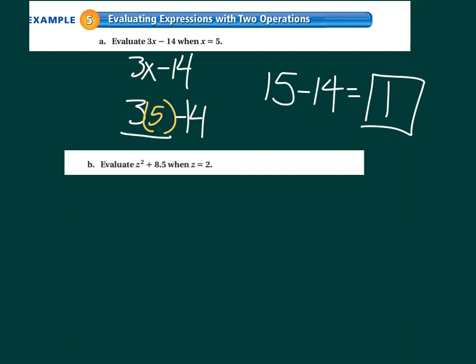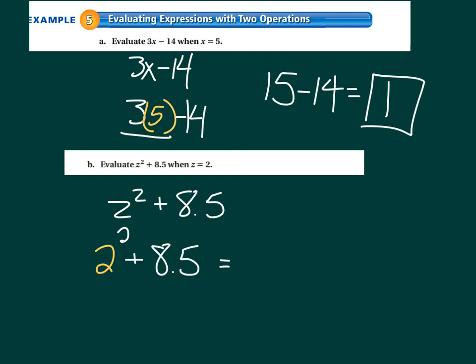On b, we have z squared, so again it's z squared plus 8.5 when z is equal to 2. So what I'll say is 2 squared plus 8.5. I get 2 squared is 4. I have to do powers first, then I add 8.5, and I get 12.5.